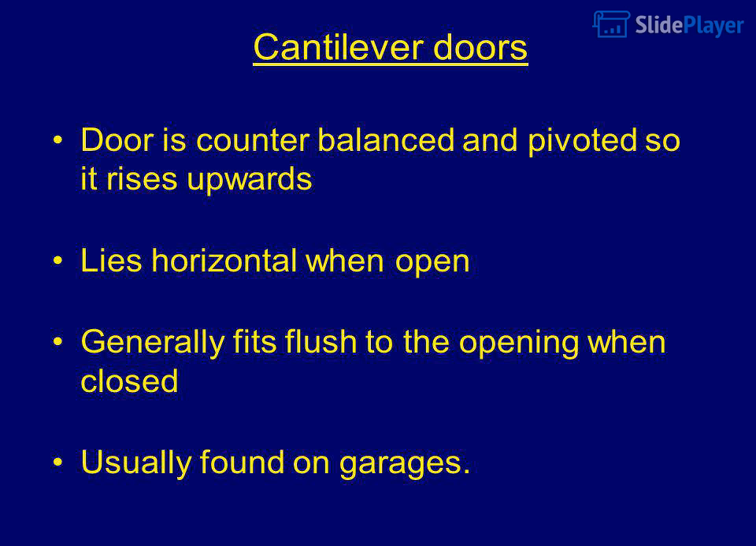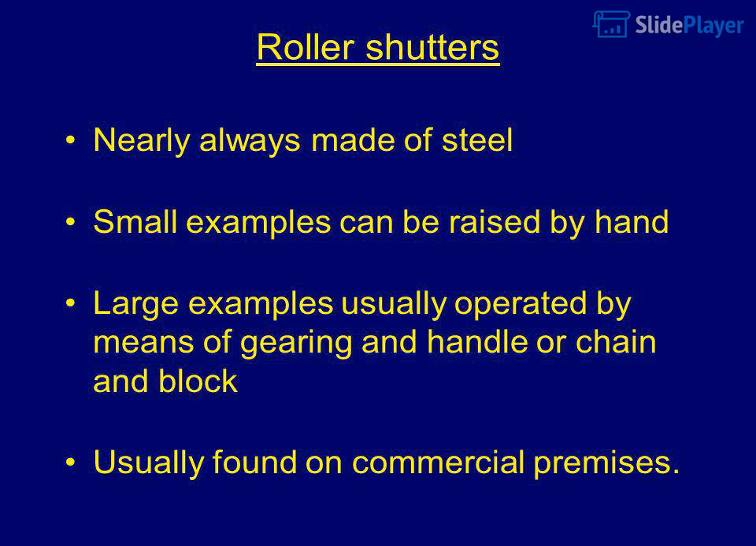Cantilever doors. Door is counterbalanced and pivoted so it rises upwards. Lies horizontal when open. Generally fits flush to the opening when closed. Usually found on garages. Roller shutters, nearly always made of steel. Small examples can be raised by hand. Large examples usually operated by means of gearing and handle or chain and block. Usually found on commercial premises.